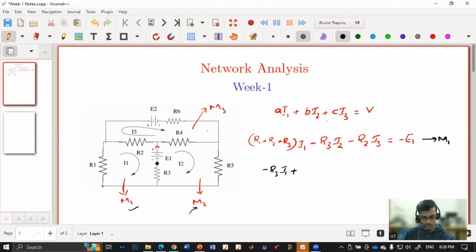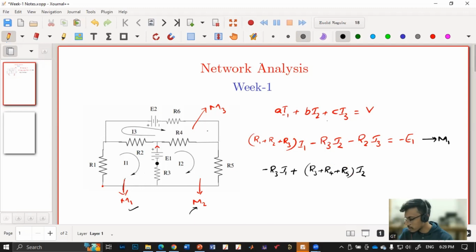And for I2, which is the current in that particular mesh, it will be the sum of the resistors. So what will be the coefficient of I2 in mesh M2? R3 plus R4 plus R5. Yes. So R3 plus R4 plus R5 into I2.